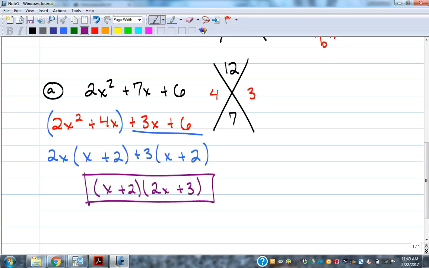If you can't find the 2 numbers, does that mean that it won't factor? That's true. If you try everything that multiplies to be the top and none of them add to be the bottom, then that means the trinomial won't factor. That's exactly right.